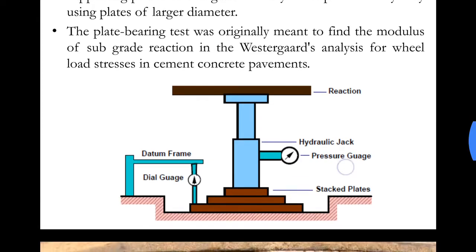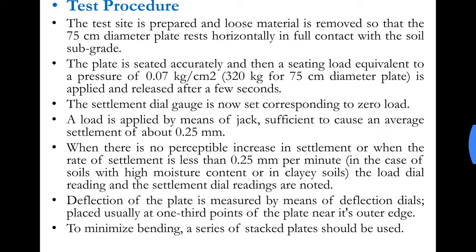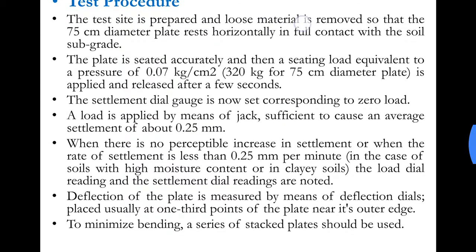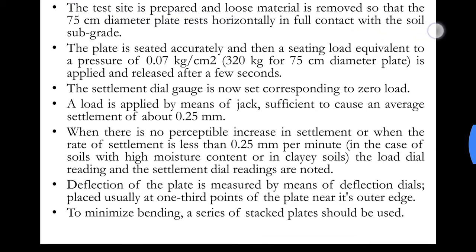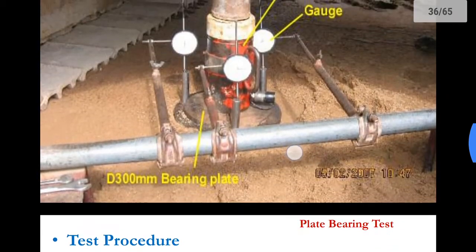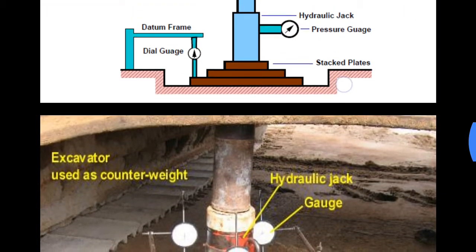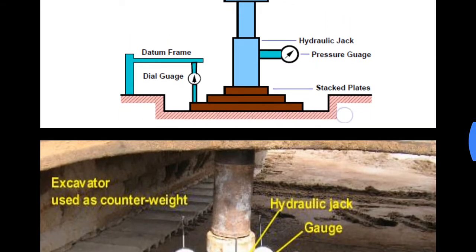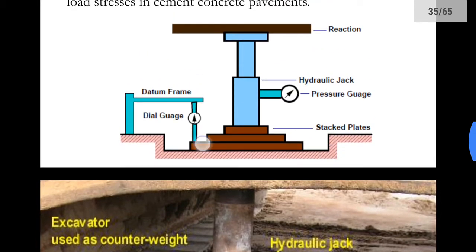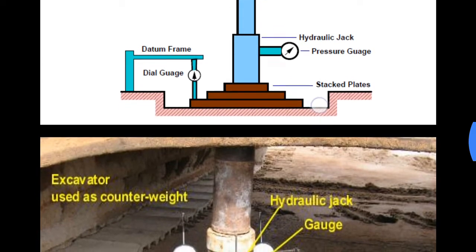This here is the setup. Let us look at this while we go through the test procedure. The test site is prepared and loose material is removed so that the 75 cm diameter plate rests horizontally in full contact with the soil subgrade. So what we do is we prepare the bottom soil surface on which the test is to be carried out, so that the 75 centimeter diameter test plate rests horizontally on this surface.